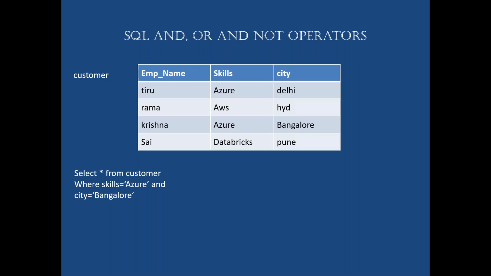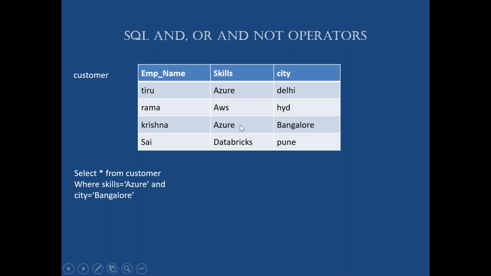Okay, both the things must be true when you consider one row. When you look at the Thiru customer, skill is Azure, city is Bangalore. So one of the conditions is not true. So that's why this record will not come into the output. Skill is Azure we need, but it's AWS. So the first condition itself is false. This record also will not come.